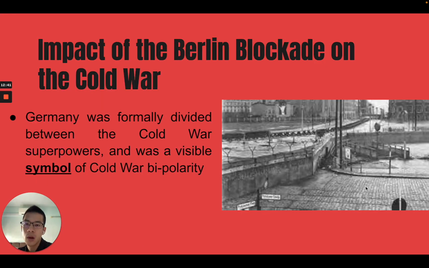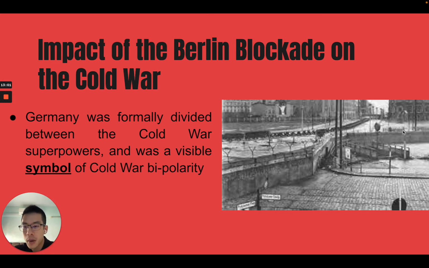Okay. And how did this impact the wider Cold War? What eventually will happen is that Germany is going to become formally divided between the Cold War superpowers, and it became a visible symbol of the Cold War bipolarity. You see in the picture over here, this is a picture of what we call the Berlin Wall. Essentially, Germany is going to be split into two.